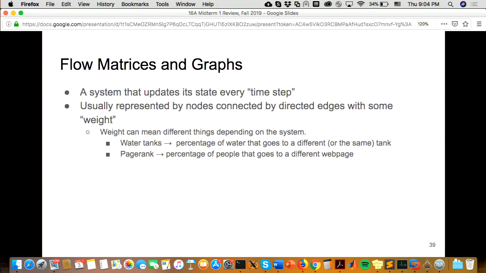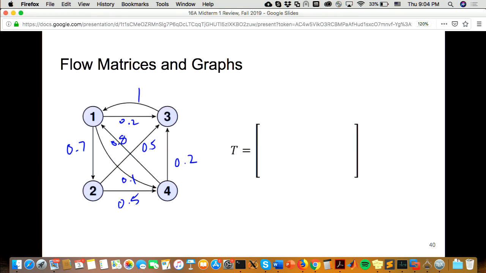Now, usually we do that using a transition state diagram, which is a directed graph with certain weights. The weights can show the percentage of water that leaks from one reservoir to another reservoir. They can show the percentage of people moving from one web page to another web page. But the concepts that we will use to analyze those systems are the same. Concepts of eigenvalues and eigenvectors. Now, look at this diagram and try to figure out the transition matrix T.